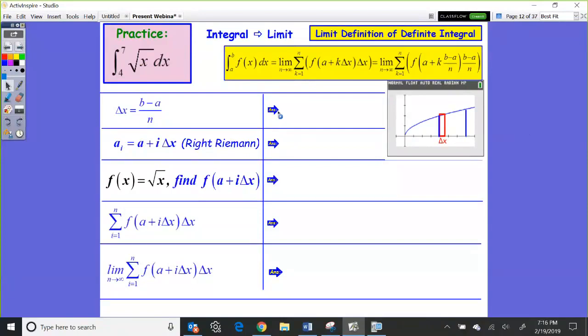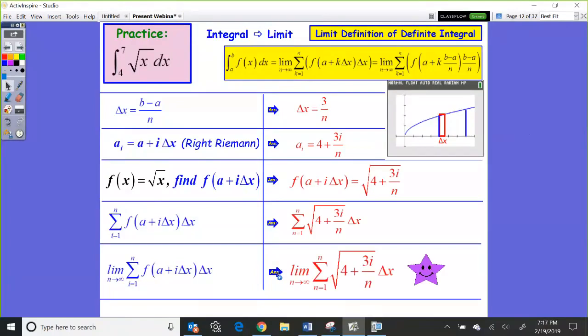So the first thing they have to do is find that delta x, b minus a over n, 7 minus 4 over n. And then I say, what's the point of your right Riemann? It's a sample point that starts at your a, the 4, and it's the delta x times i, or k. I've seen a bunch of letters in there. And then take that point and plug it into the function, which was the square root of x. Put a summation sign in front of it and put a limit in front of it. And that's what the picture looks like.